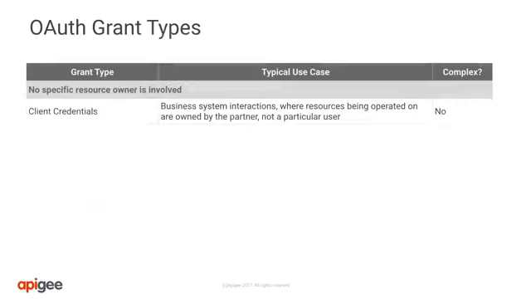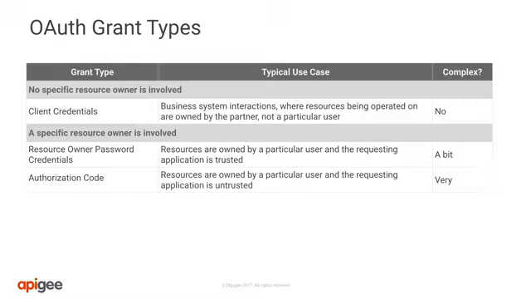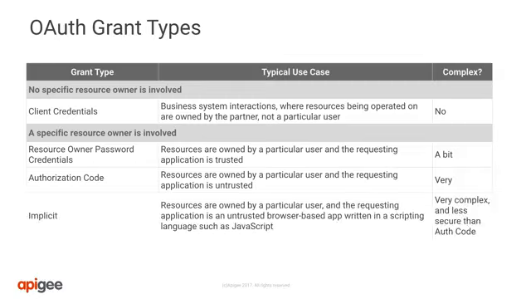Now let's cover the 4 OAuth grant types and their use cases. The first one is the client credentials grant type. Use this grant type for server-to-server communication and only when that server is a trusted client. The next one is the resource owner password credentials grant type. Use this if the client application can be trusted with the resource owner's credentials. Next is the authorization code grant. Use this grant with confidential clients. The last one is the implicit grant type.